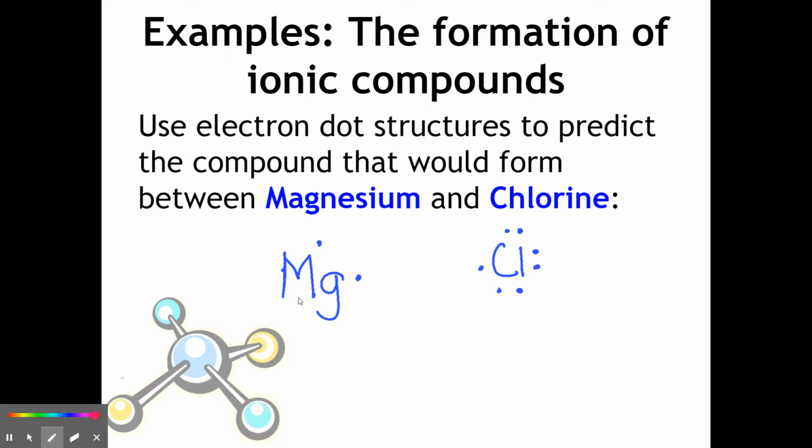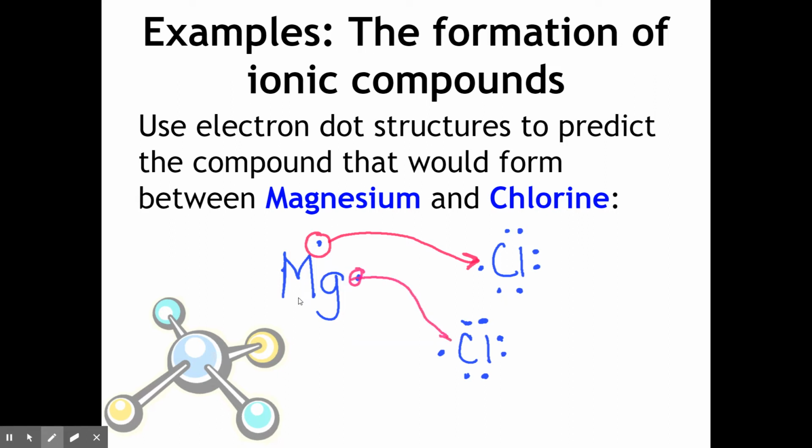Now what happens, magnesium wants to get rid of both of these, so it gives one to this chlorine, and then it's going to give the other one to another chlorine. So we have to draw our other chlorine in here. And it's going to give this electron to this chlorine. So the way we write that formula is going to be Mg and then Cl2.